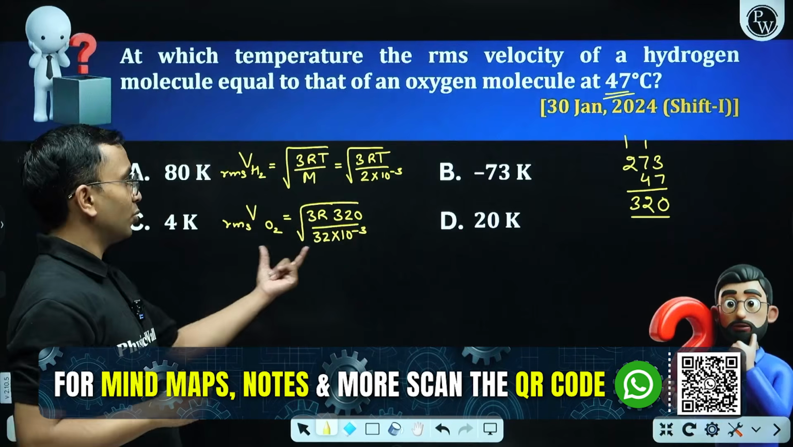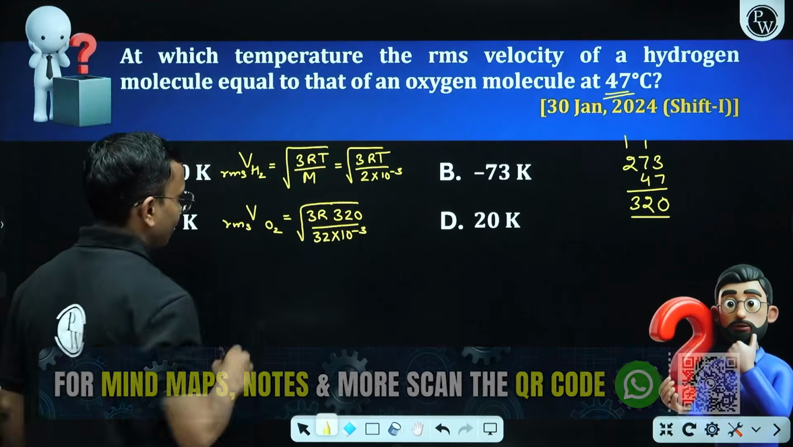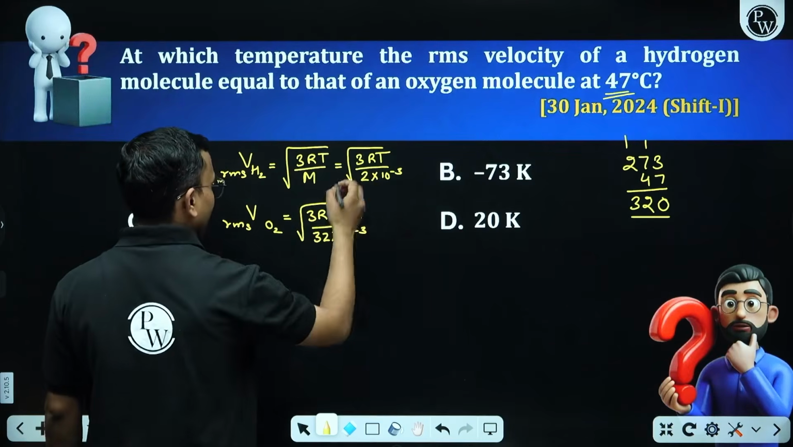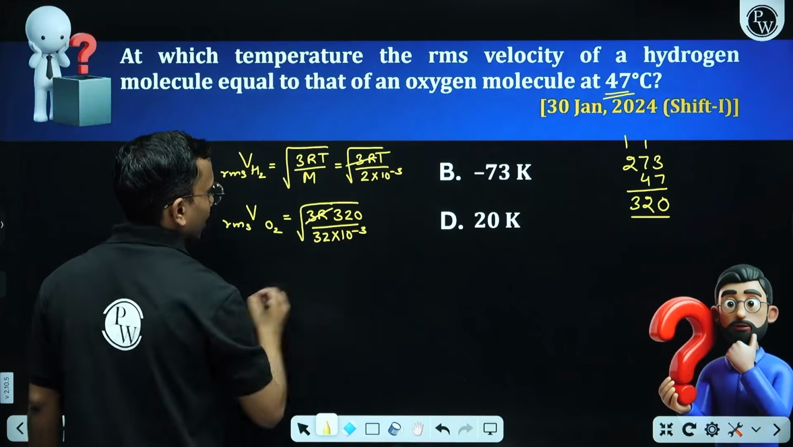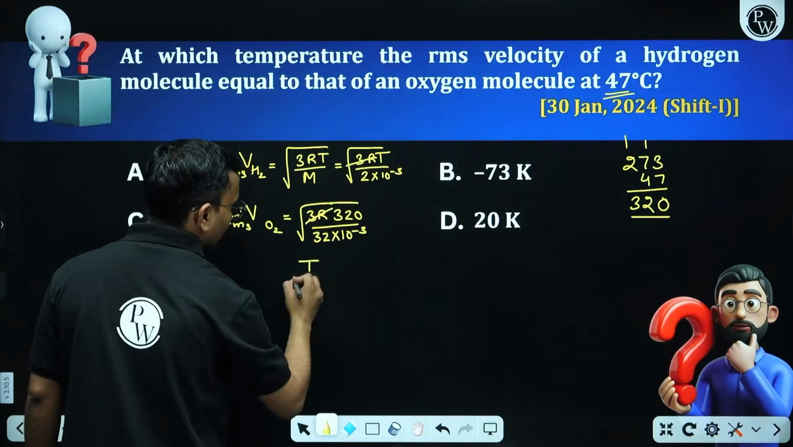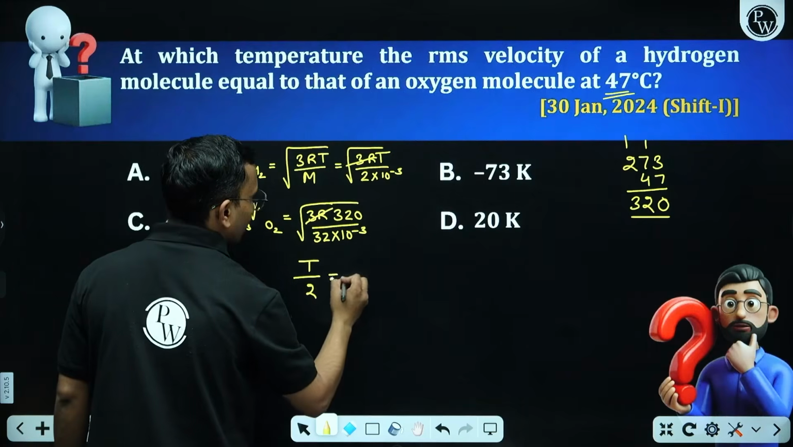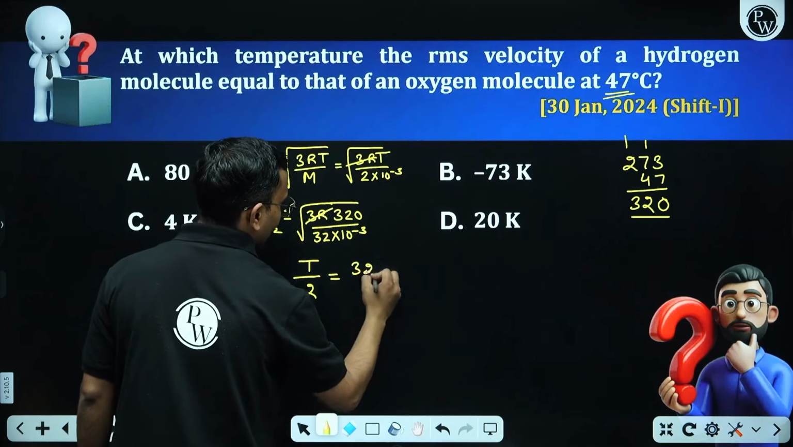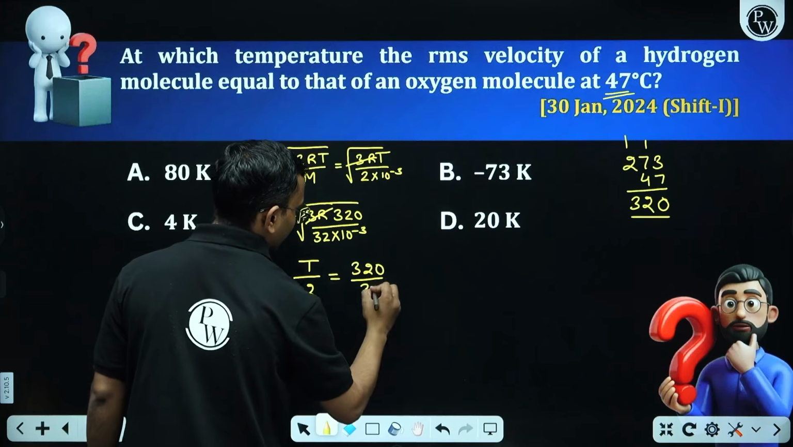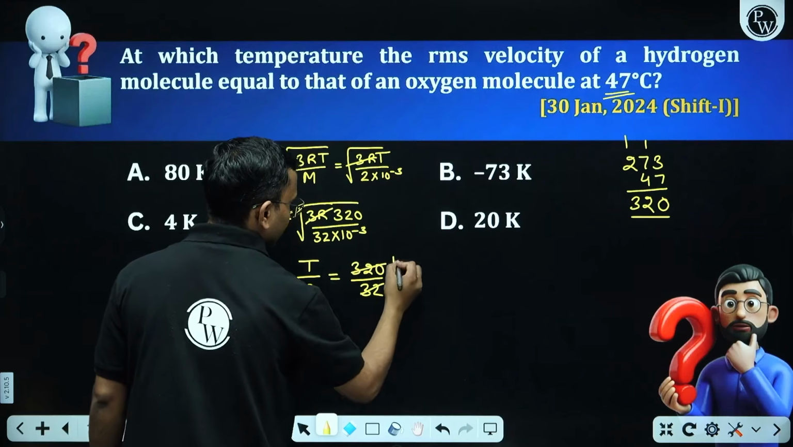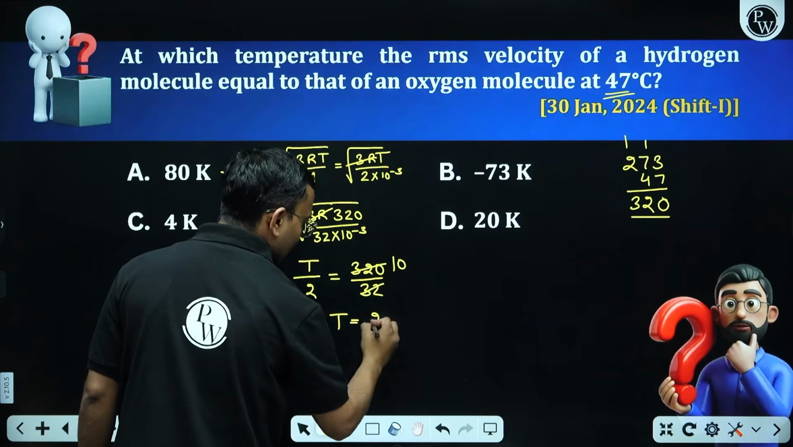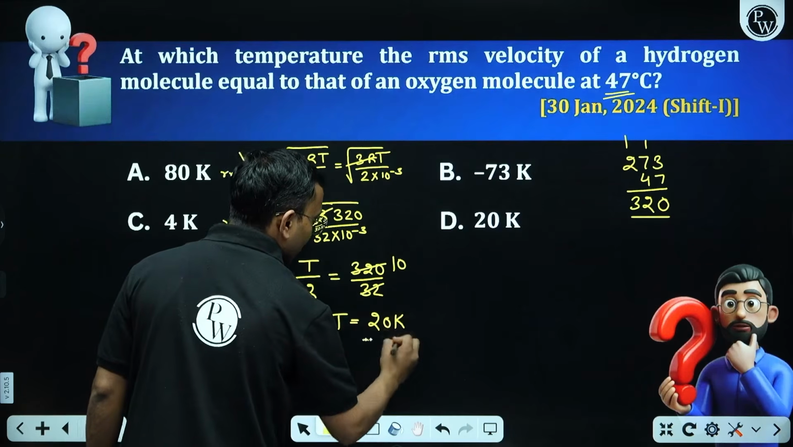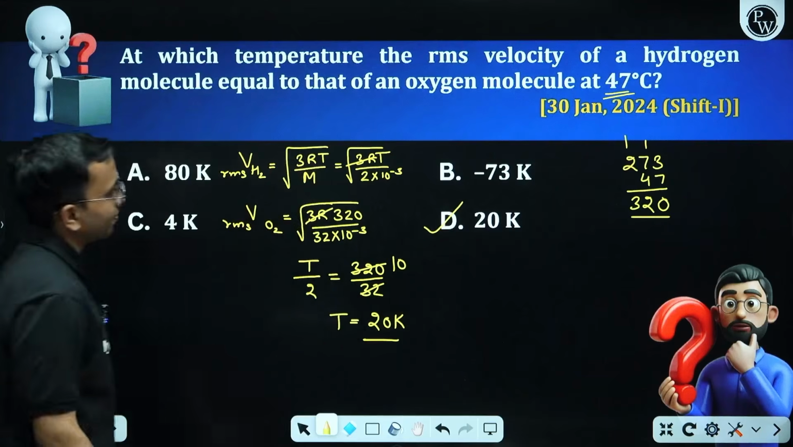Now both have to be equal, so equate that. Anyways, 3 will get cancelled, R will get cancelled. So I'll get T divided by 2 is equal to 320 divided by 32. This becomes 10. From there I got the temperature of the hydrogen gas as 20 Kelvin. That is option D.